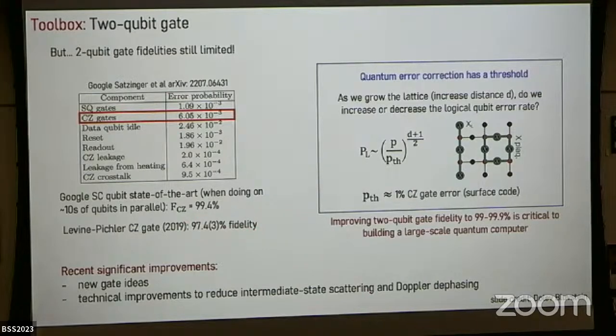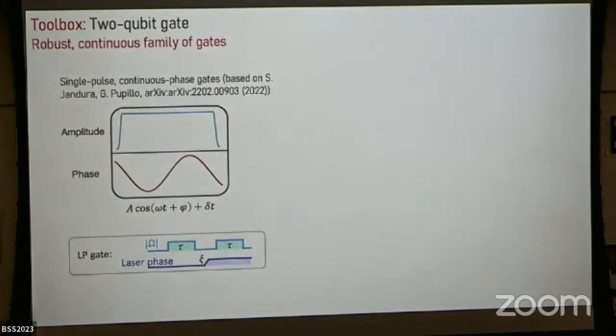So the main source of error was that. And the second one was we had some dephasing due to finite temperature of the atoms. So by reducing the intermediate state scattering and cooling our atoms to lower temperatures, we managed to improve the gate fidelities as well. But let me show you the different protocol that has been proposed recently.